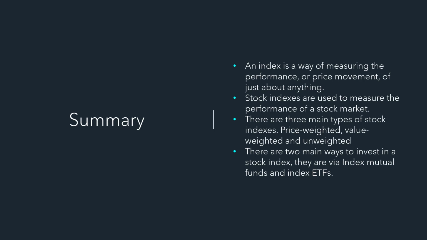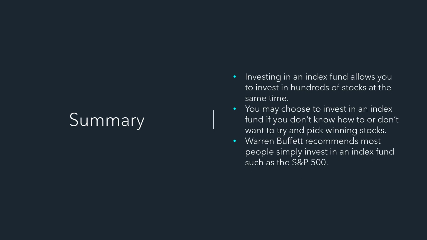There are two main ways to invest in a stock index: via index mutual funds and index ETFs. Investing in an index fund allows you to invest in hundreds of stocks at the same time. You may choose to invest in an index fund if you don't know how or you don't want to try and pick winning stocks. Warren Buffett recommends most people simply invest in an index fund, such as the S&P 500.